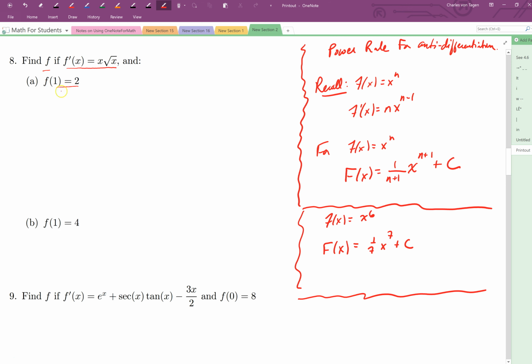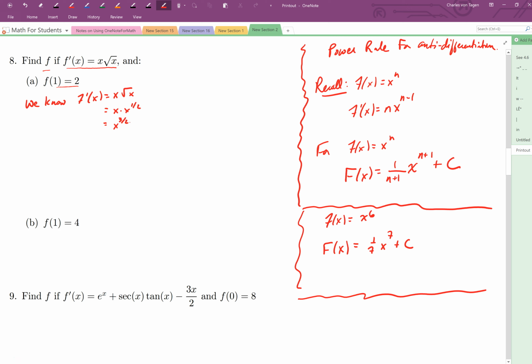So we first want to find f, given that we know that its derivative needs to be x times the square root of x. So we know f prime of x is equal to x square root of x. Okay, I'm going to rewrite that as x times x to the 1/2. So I can rewrite this as x to the, let's see, that's 2/2 plus 1/2. So I could rewrite that as x to the 3/2.